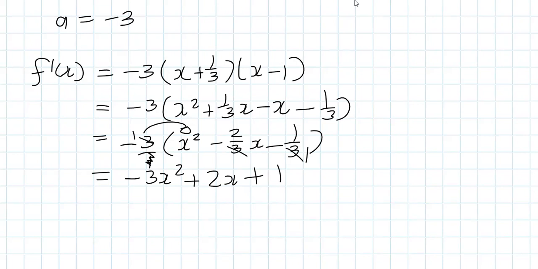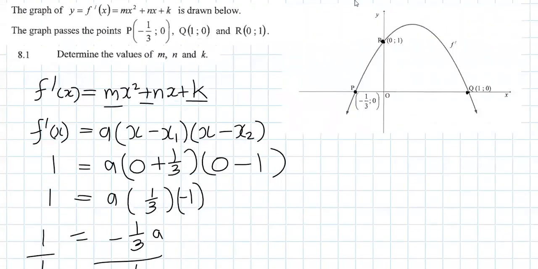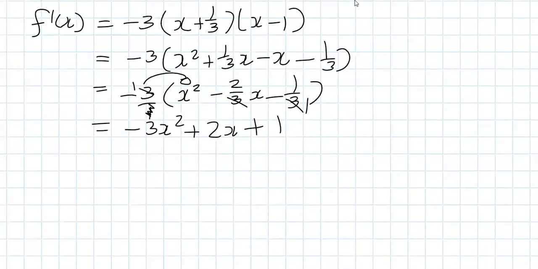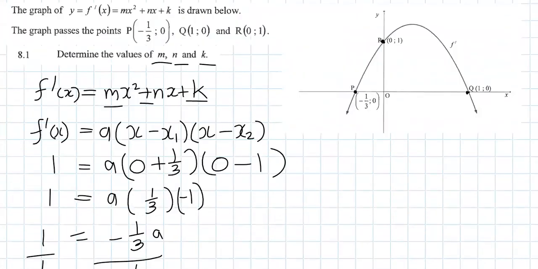So that's the final part of the question, which is to actually answer it. What is m, n, and k? They're in order, m, n, k. So our m is minus 3, our n is 2, and our k is 1. That completes the first section, question 8.1.